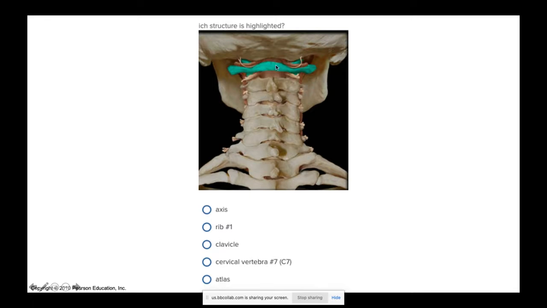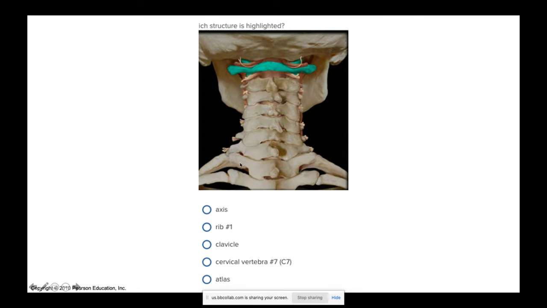Notice that atlas does not have a spinous process, but C2, 3, 4, 5, 6, and 7 all have spinous processes, and most of them are bifid, right? It's bifid, like it forks, unlike the thoracic vertebrae, which don't have a fork in the road at the spinous. They're not considered bifid. But the cervicals are bifid spinous processes.